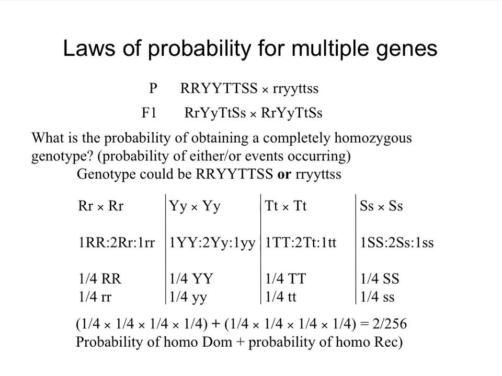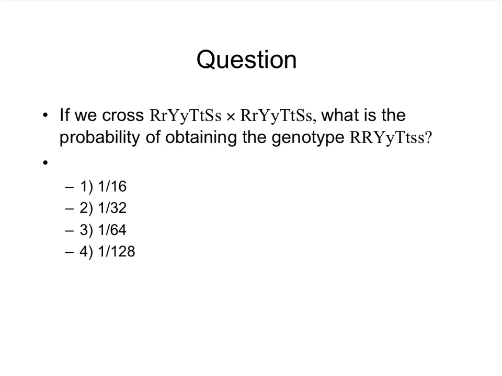One completely homozygous genotype. Well, then I'd have the probability of this plus the probability of that equals 256. 2 out of 256. You can multiply or divide 2 by 256, get the decimal, multiply times 100, and that's your percentage. All right, if we're taking a look at this cross, we're looking at heterozygote for each trait, and there's 4 traits. 4 genes, rather. 1, 2, 3, 4.